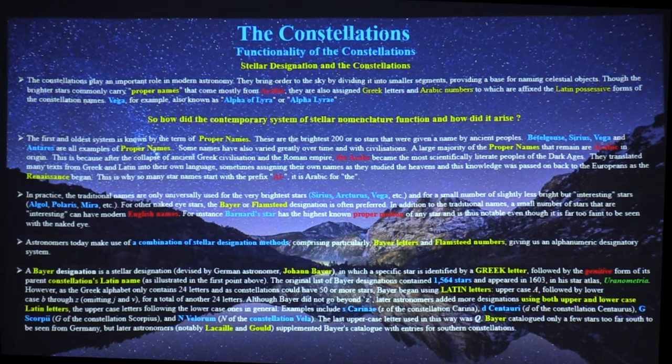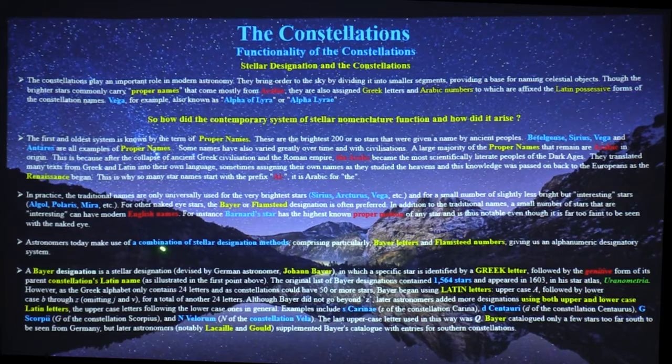Now, in practice, the traditional names are only universally used for the very brightest stars by astronomers today, and for the small number of slightly less bright but interesting stars like Algol, Polaris, Mira, and so on. For other naked eye stars, we have the Bayer or Flamsteed system, which I've just been talking about. And sometimes you get interesting stars too, like Barnard's star, which has got a modern name.